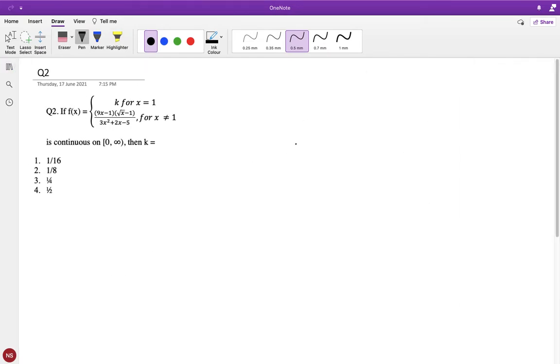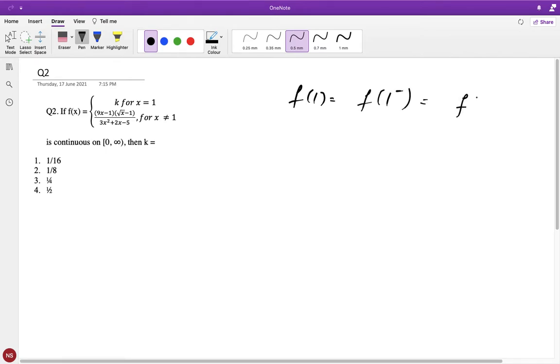Next problem, f(x) is given and this is continuous on this, so f of 1 should be equal to f of 1 minus, which is when you approach the function f at 1 from the left, and 1 plus when you approach it from the right. So k, which is equal to f(1), should just be equal to the limit x tends to 1 of this, right? Very easy.